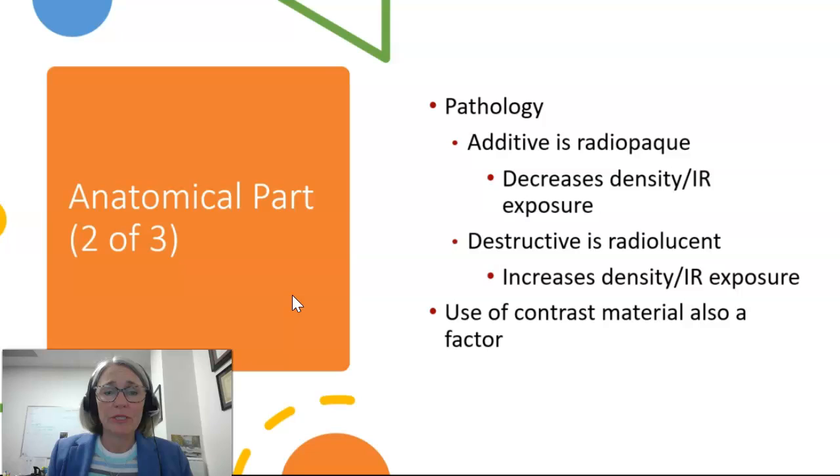So pathology also. We're going to go into pathology here and talk about additive versus destructive, okay? An additive pathology is something that is going to decrease your IR exposure. It is like a calcified tumor. Additive is adding to the normal density of the body, where destructive is where it is taken away. It's eating away what normally would be there, okay? We also use contrast material, and that is going to absorb photons also.